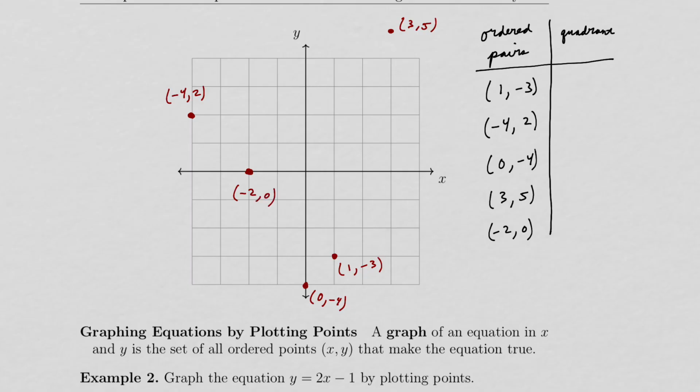Okay, so what quadrants are these in? Well, the first ordered pair, 1, -3, it's in the fourth quadrant, right? The x value is positive, the y value is negative. It's in the fourth quadrant. How about -4, 2? Well, we can see it by looking at the graph as we plotted it. It's in the second quadrant, right? Again, remember in the second quadrant, the x values are negative, but the y values are positive. So this would be quadrant 2.